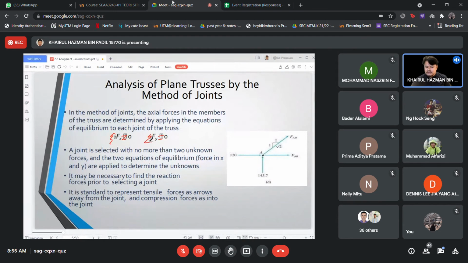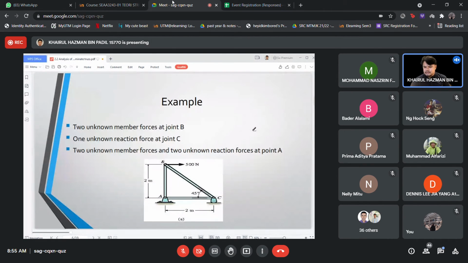It may be necessary to find the reaction forces prior to selecting a joint. It is standard to present tension forces as arrows away from the joint, and compression forces as arrows into the joint. So if it goes like this, yeah, it is a tension. If the axial force goes like this, it is compression. So there's a logic to this. So this is the first example.